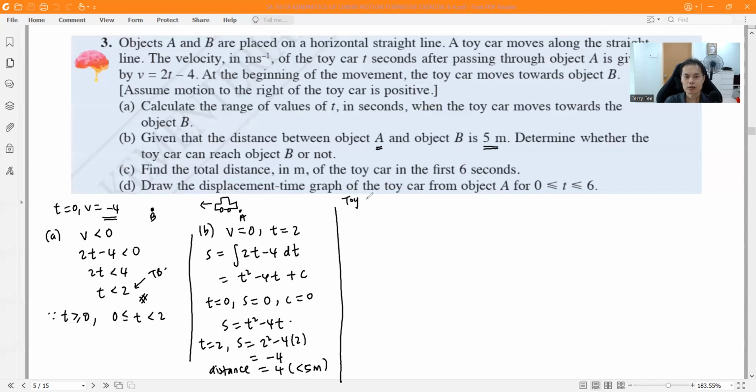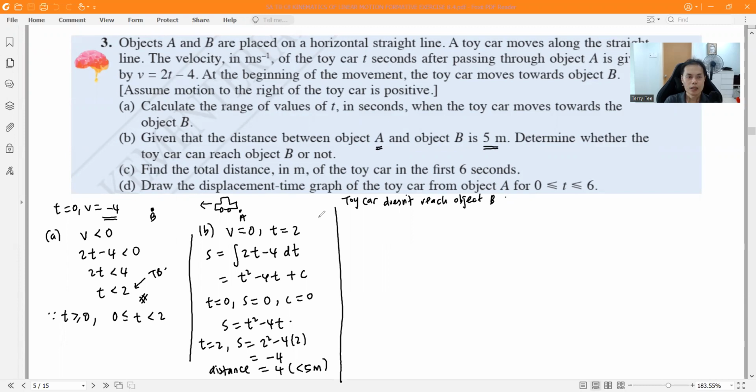So we say that the toy car cannot reach, does not reach object B.